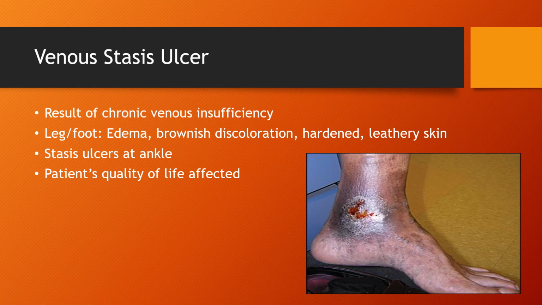You may see some brownish discoloration, or depending upon the person's complexion of their skin, maybe it could be purplish or reddish, but it's definitely discolored, hardened, leather-like skin. Stasis ulcers are usually at the ankle, and the patient's quality of life is affected. Again, this is a body image issue, so be sensitive.